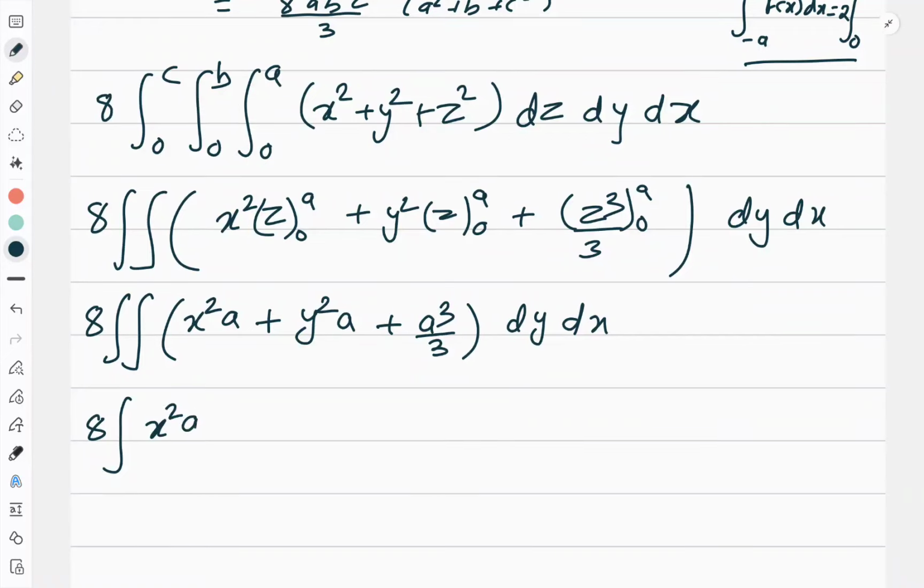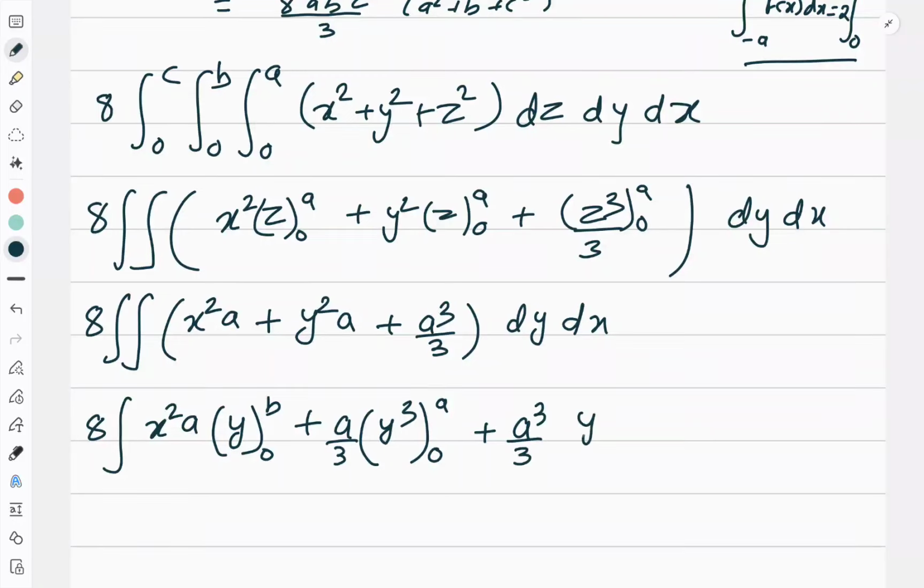So x square a is a constant. So y, and what is the limit of y? 0 to b. Plus, I am integrating with respect to y, so a is a constant, y cube by 3, limit 0 to b. So you have to be very clear with respect to which variable you are integrating. Don't get confused here. Right? See, here I made a mistake. This type of small mistake you should not make. Okay. Now apply the limit.